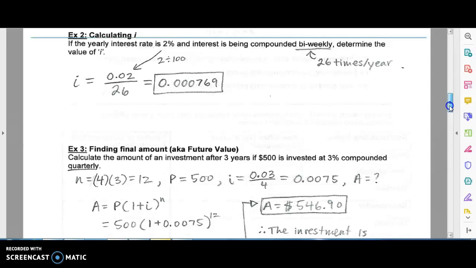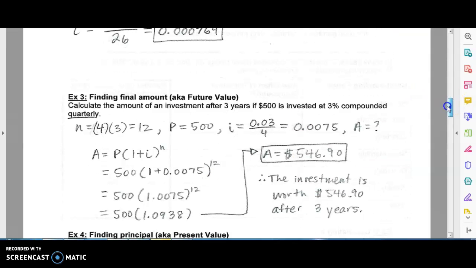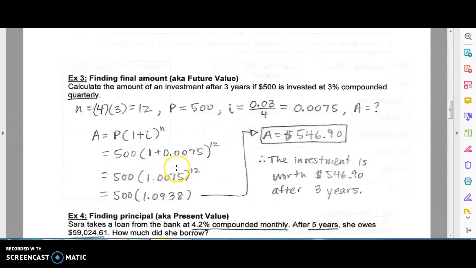The next step is to simply plug in your P value, your I value, and your N value, and let your calculator do the rest of the work. Once you solve, you get a final amount of $546.90. So if you invested $500 at 3% interest compounded quarterly for 3 years, that $500 would be worth $546.90 after 3 years.